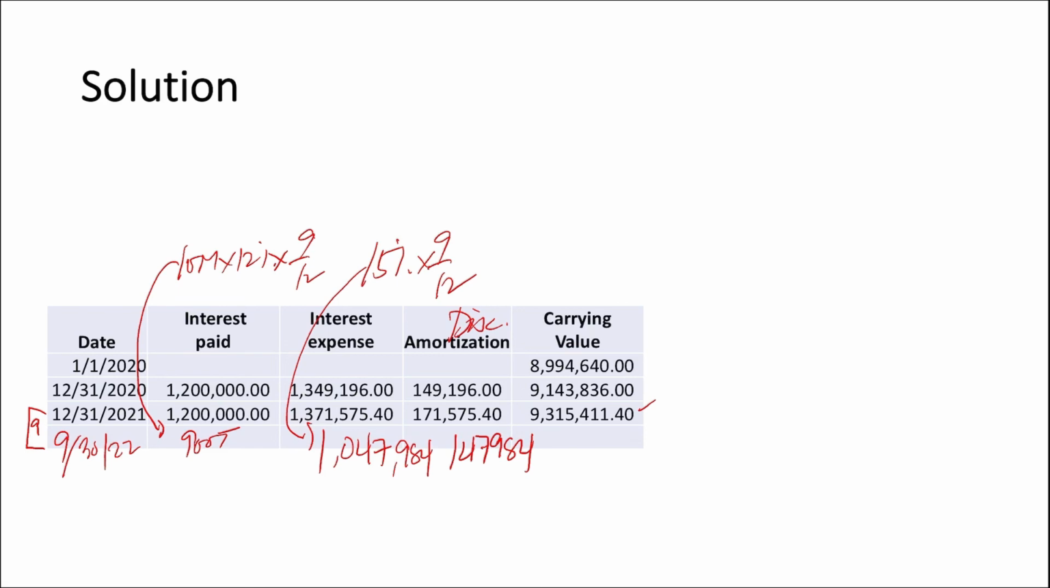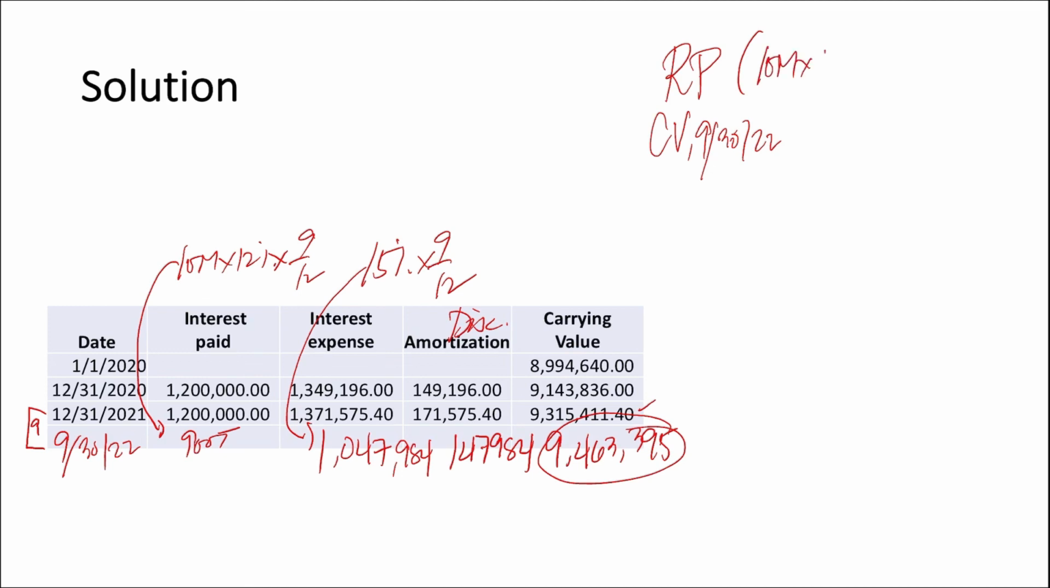Carrying value at date of retirement, 9,463,395. Ready na tayo. So, retirement price versus CV as of September 30, 2022. What's the retirement price, guys? Sabi sa problem, ni-retire niya at 97, no? 97. So that would be 10 million times 97%. So retirement price is 9.7 million. Okay? Sir, yung interest hindi mo nasasama?